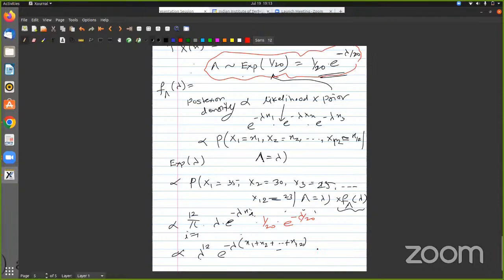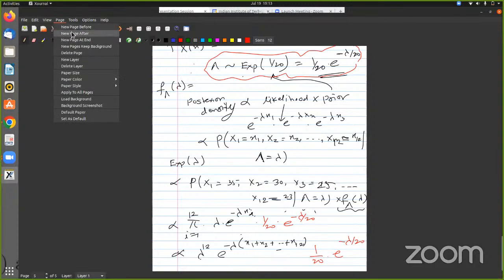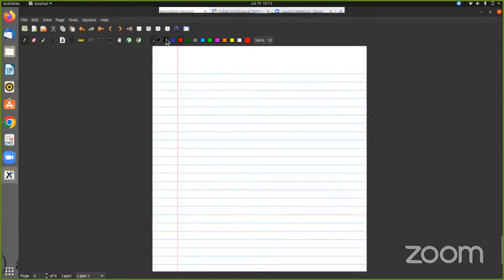So into 1 by 20 e to the power minus lambda by 20. Okay, moving to the next page. It was lambda to the power 12, then e to the power minus lambda into x1 plus x2 to x12 into 1 by 20 e to the power minus lambda by 20, right?